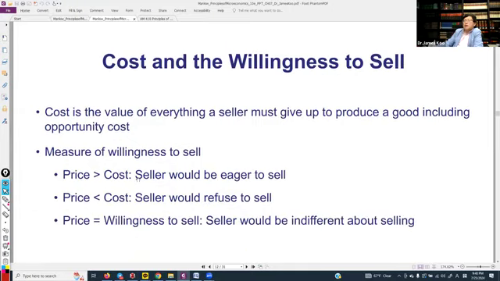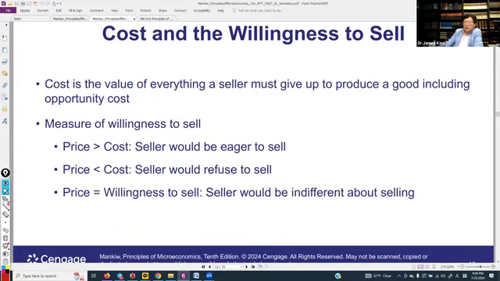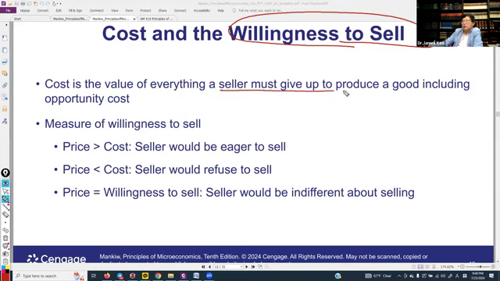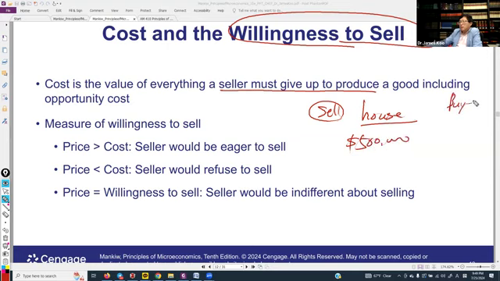Cost and willingness to sell. What does it mean? It is the seller's willingness to sell. Cost is the value of everything a seller must give up or produce. For example, you sell your house. You want to sell for $500,000, but the buyer offers $400,000. This gap is $100,000.